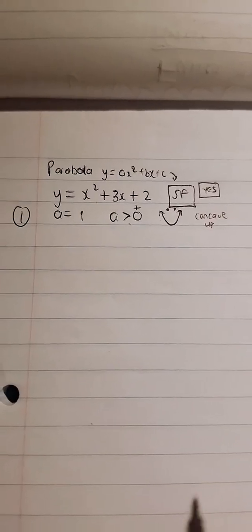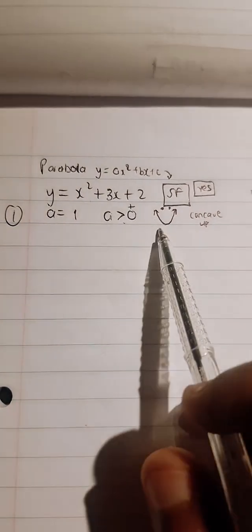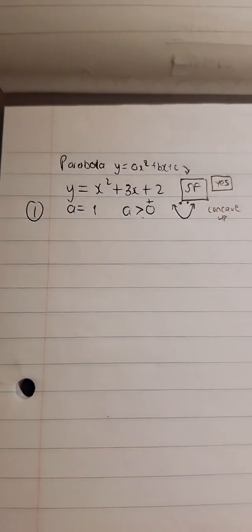Okay, so that's the first thing. So we begin again with the end in mind. In our minds, we already know that when we sketch this function, we're expecting a smiley face, nothing else than that.